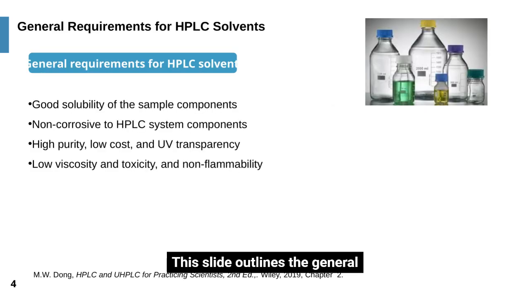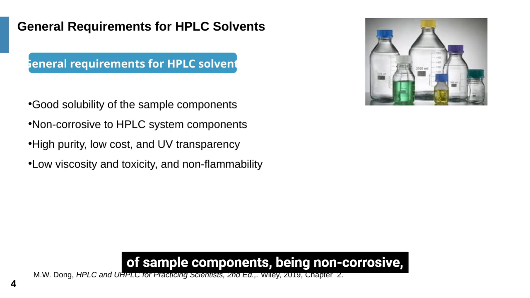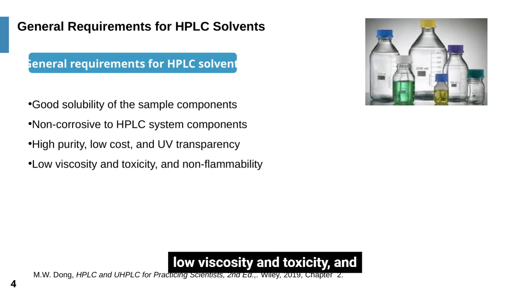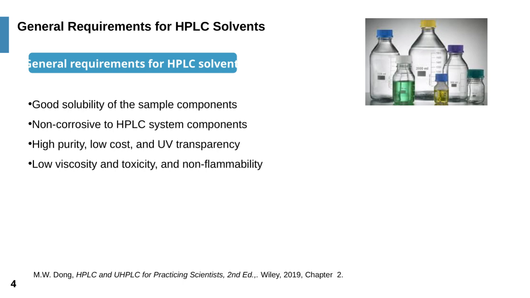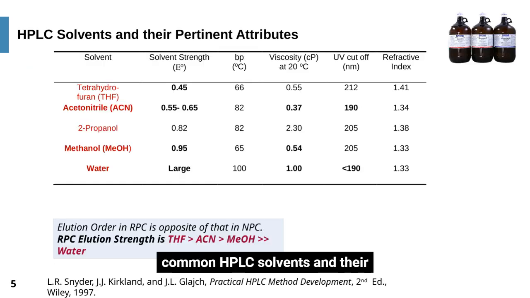This slide outlines the general requirements for HPLC solvents. These include good solubility of sample components, being non-corrosive, high purity, low cost, UV transparency, low viscosity and toxicity, and non-flammability. This slide presents a table of common HPLC solvents and their attributes. The table includes solvent strength, EO, boiling point, BP, viscosity, UV cutoff, and refractive index for solvents like tetrahydrofuran, THF, acetonitrile, ACN, 2-propanol, methanol, MeOH, and water. It also notes the relative viscosity of ACN, MeOH, and water.